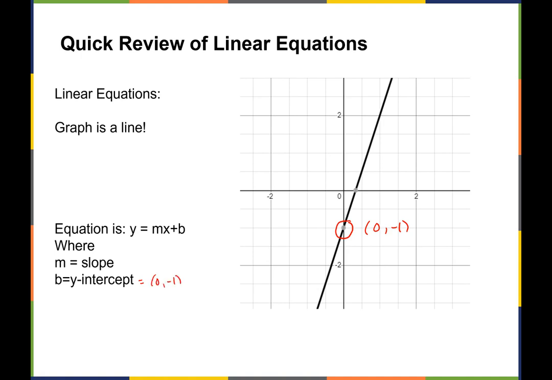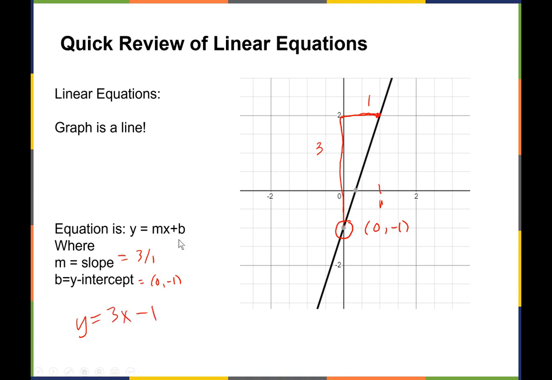And the slope, let's just pick two convenient points. Let's start there and maybe go to here. It's going to be the rise over the run. This is going to be 1 here, so we're going to rise up 1, 2, 3. So we have a rise of 3 for a run of 1. So the slope is 3 over 1, and we know that's positive because it's going up from left to right. So the equation of this line is y equals 3x minus 1.